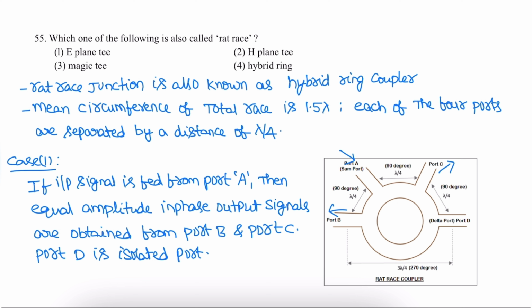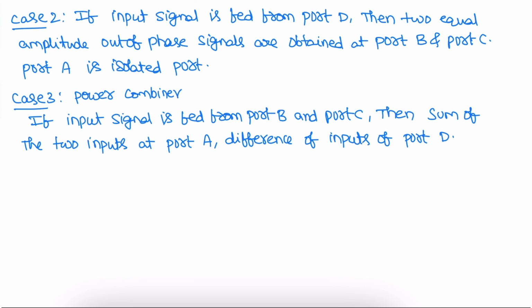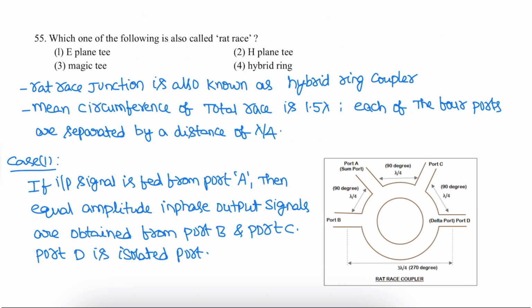Next case, if input signal is applied at port D, then two equal amplitude and out of phase signals are obtained. One signal is obtained at port C and one signal at port B, and port A is the isolated port in this case. If input is applied at this port, two equal amplitude and opposite phase signals are obtained at port C and port B, whereas port A is the isolated port.